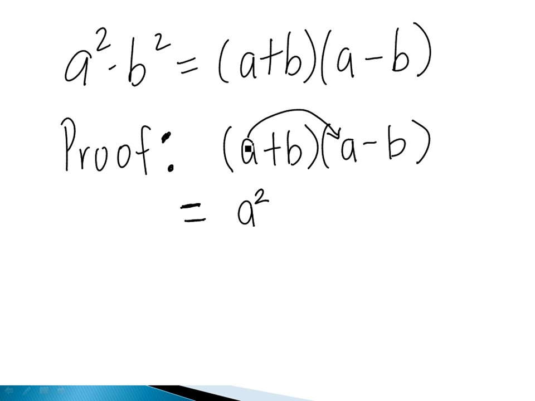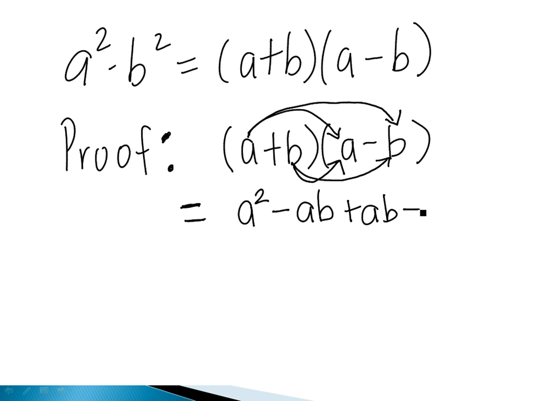So we multiply a times everything in the second parenthesis. We get a times negative b would be negative ab. Then we turn around and multiply b times everything in the second parenthesis. So that's plus ab, and then b times a negative b is a negative b squared. Negative and minus, we use it interchangeably. Means the same thing.